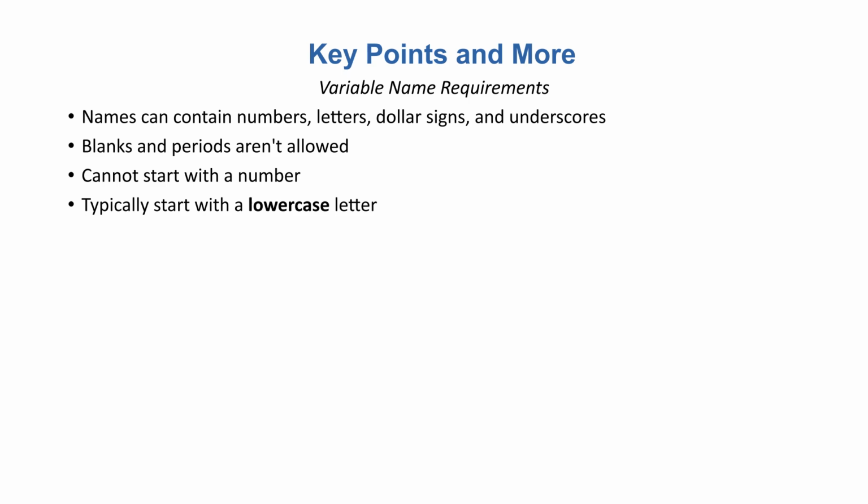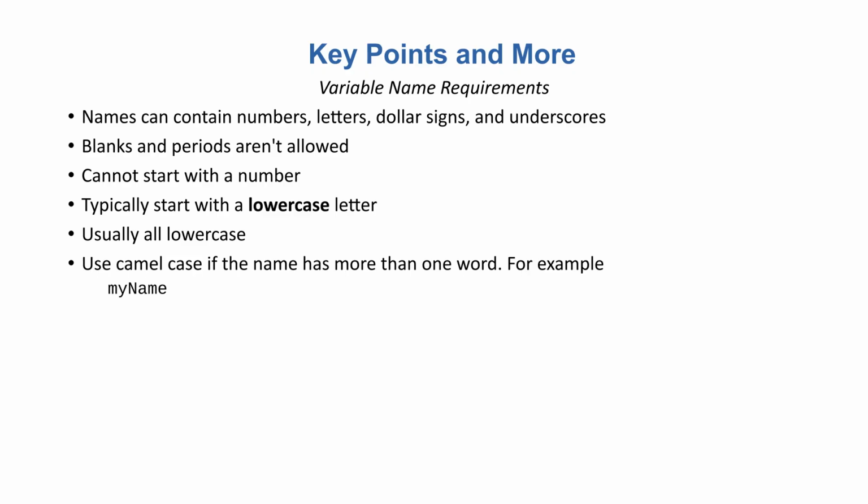Note, this is different from class names, which start with an uppercase letter. Variable names are usually all lowercase. However, if the variable name contains more than one word, remove the space between the words and use camel case. Camel case is where the first word starts lowercase and all other words start uppercase. For example, a variable for my name would look like this in camel case.